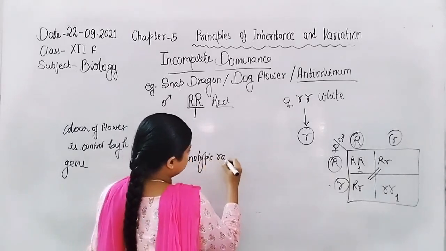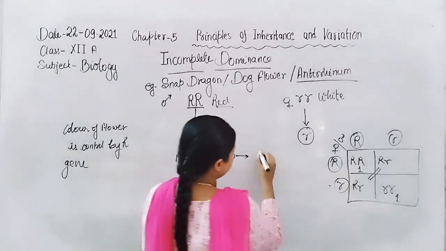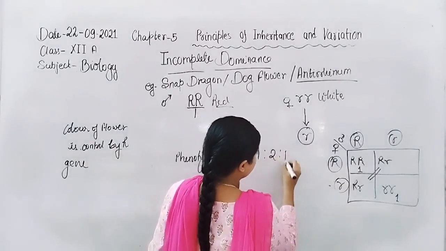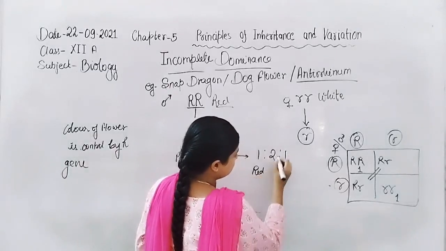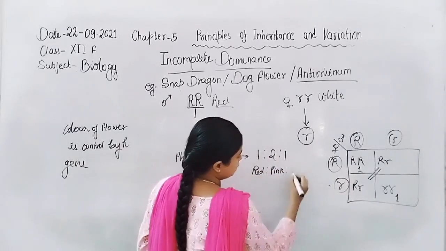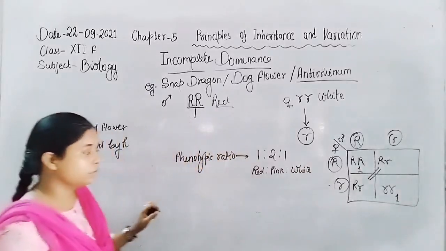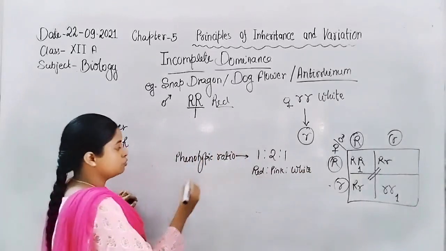Phenotypic ratio is again 1:2:1, that is, 1 is red, 2 is pink and 1 is again white in color. So that's why the phenotypic ratio will be 1:2:1.